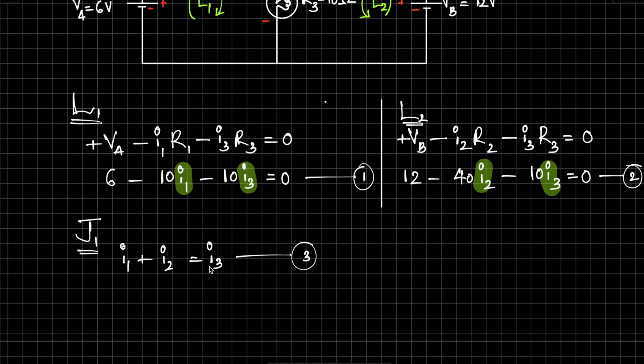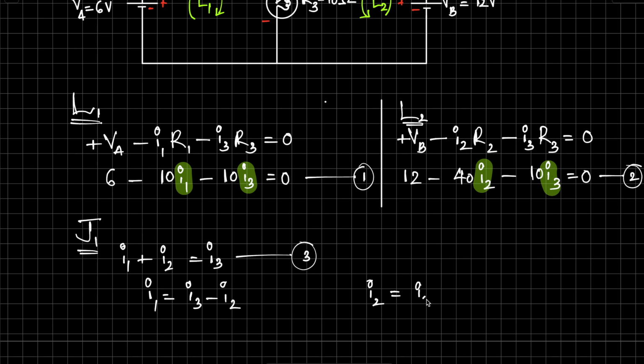I can replace I3 in equation number 1 and equation number 2 with I1 plus I2. But if you do that, you need to change both the equations. But if you find I1 from this equation, let's say I1 equals I3 minus I2, then you need to change only equation number 1. You can write equation for I2 as well.